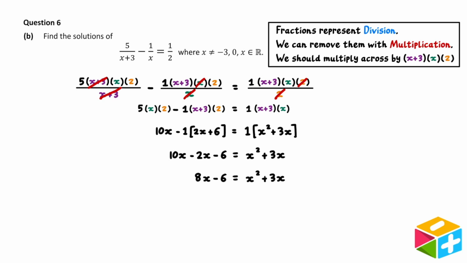Here, let's group our terms on the right. To remove the plus 8x from the left, we'll subtract 8x from both sides, and to remove the minus 6 from the left, we'll add 6 to both sides. Noting that 3x minus 8x is minus 5x, we end up with the equation 0 is equal to x squared minus 5x plus 6.